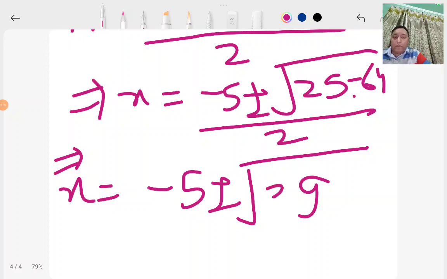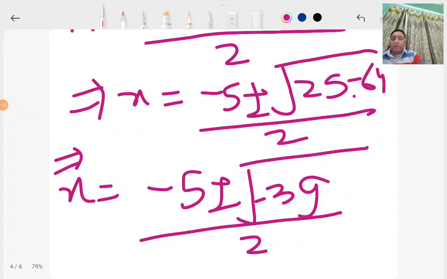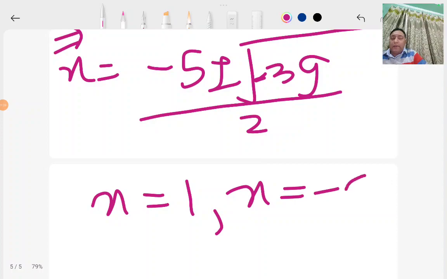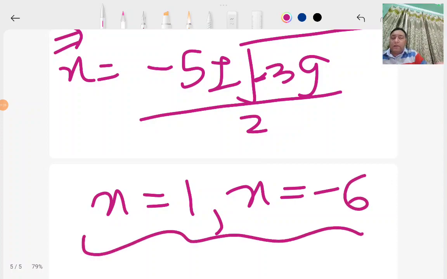It will be 25 minus 64, which is minus 39. We should check that 4 times 16 is 64, and this is absolutely minus 39, so we are not able to solve it in real numbers. This is a complex number, square root of minus 39. So the answers that we initially had are valid: x is 1 or x is minus 6. These two values are the solutions of the quadratic equation. That's how we are going to find it.